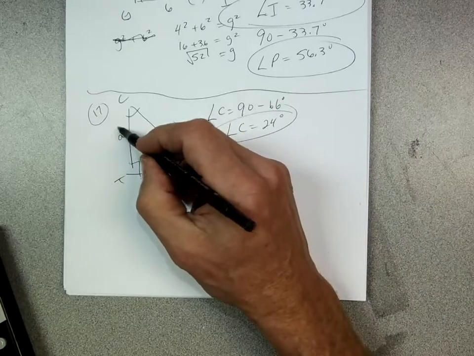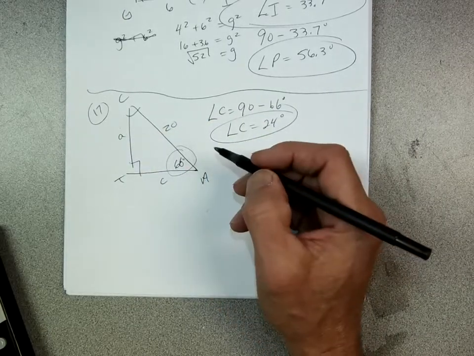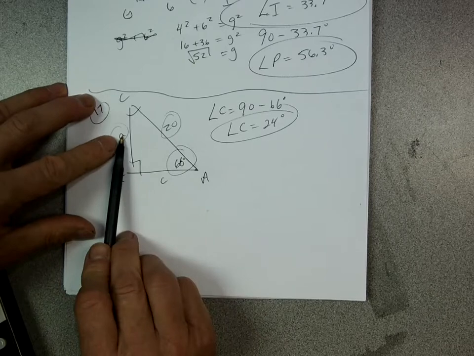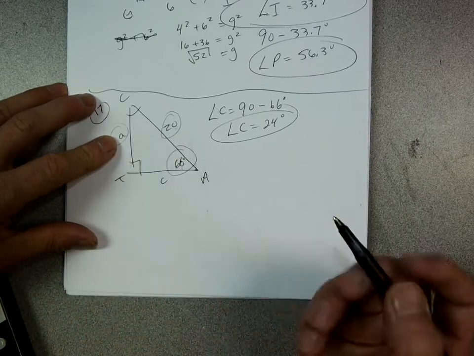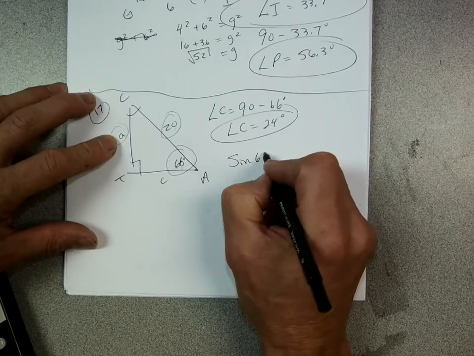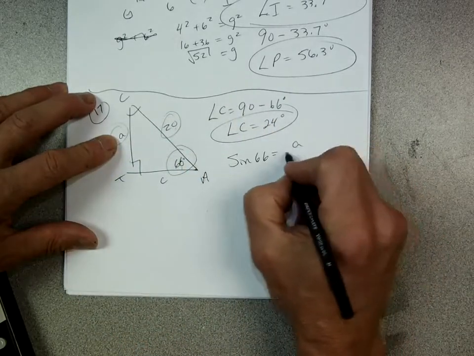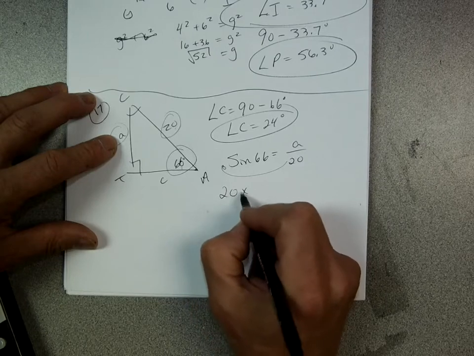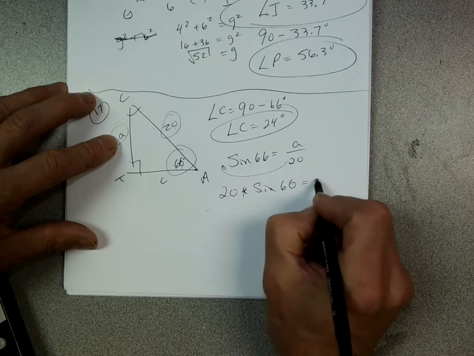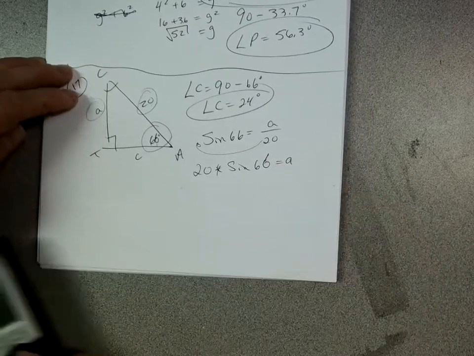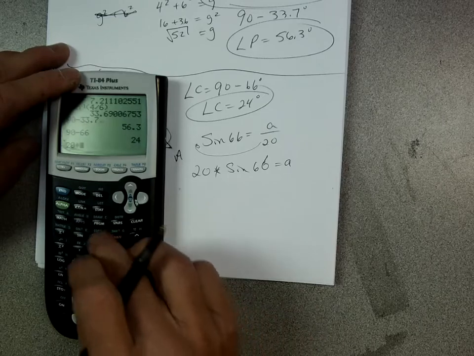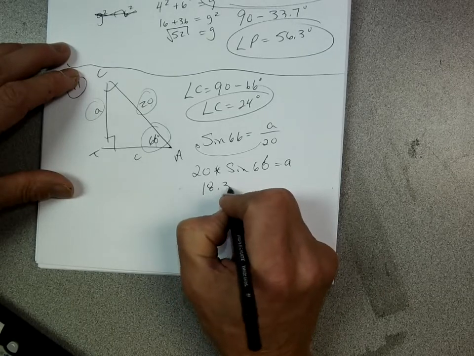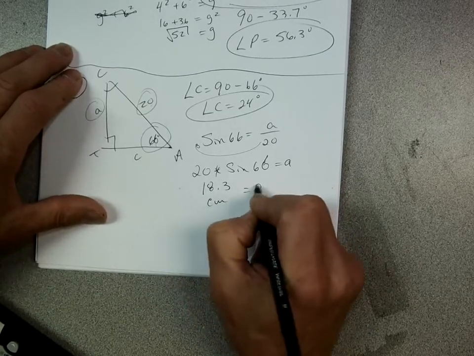Let's see. How about if I find side a? So again, the steps are: pick an angle to work with, pick a side to solve for, use the given side. So from the angle, that's my opposite. That's my hypotenuse, right? Opposite over hypotenuse. Set it up. It's going to be sine. Sine of 66 is equal to a over 20. If I multiply up the 20, I have 20 times the sine of 66 equals little a. Just use my calculator, degree mode, of course, 20 times the sine of 66, and I get an answer of about 18.3, probably centimeters, is little a.